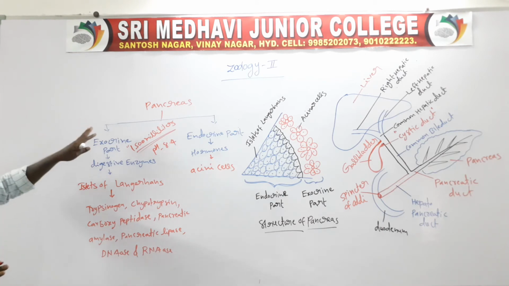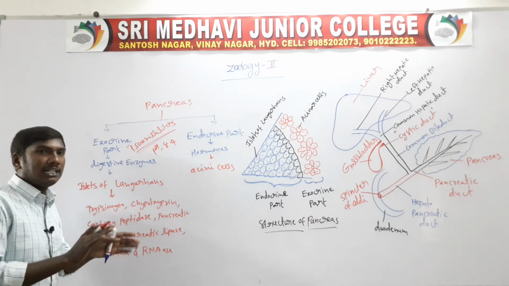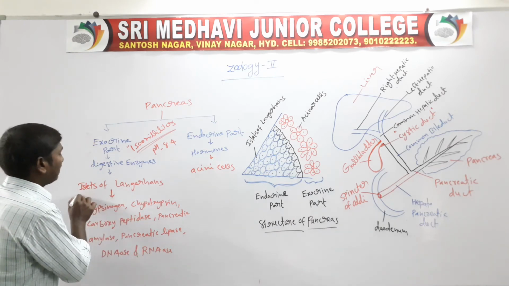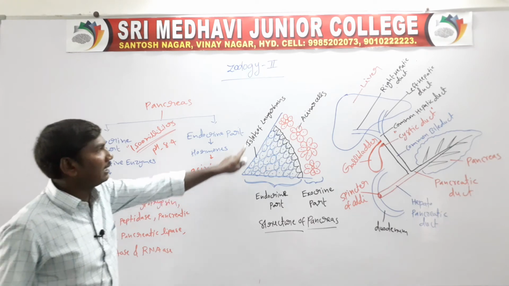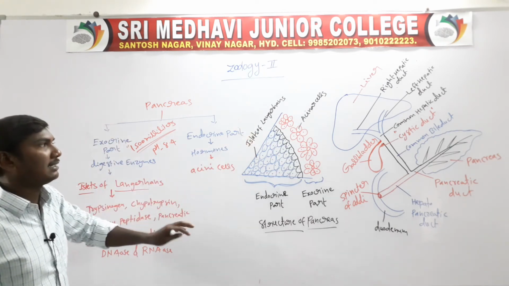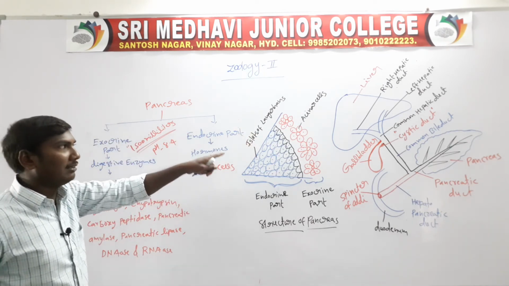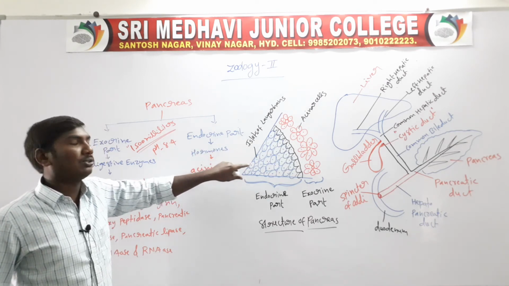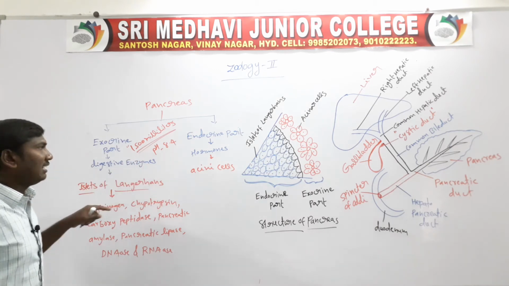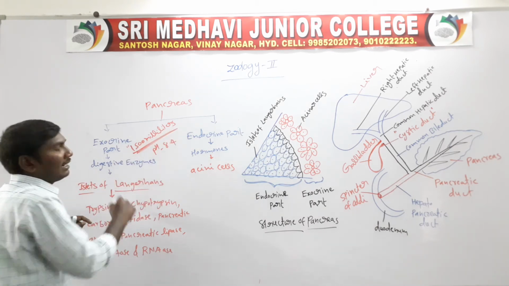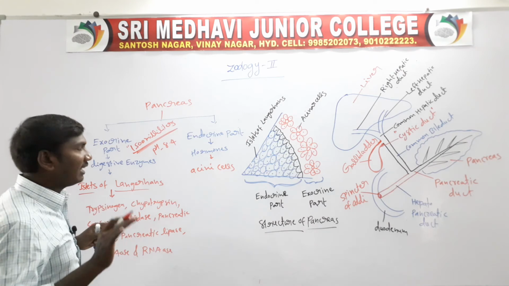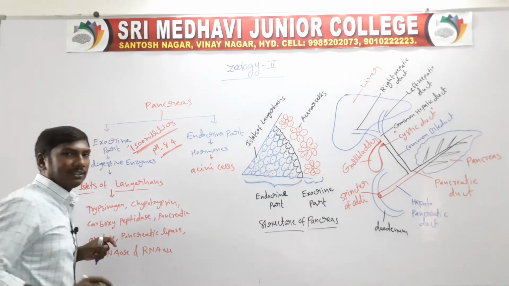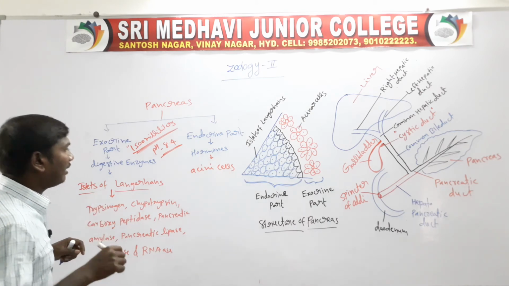The pancreas contains an exocrine portion and an endocrine part. The exocrine part releases pancreatic juice, 1500 milliliters per day, with a pH of 8.4.